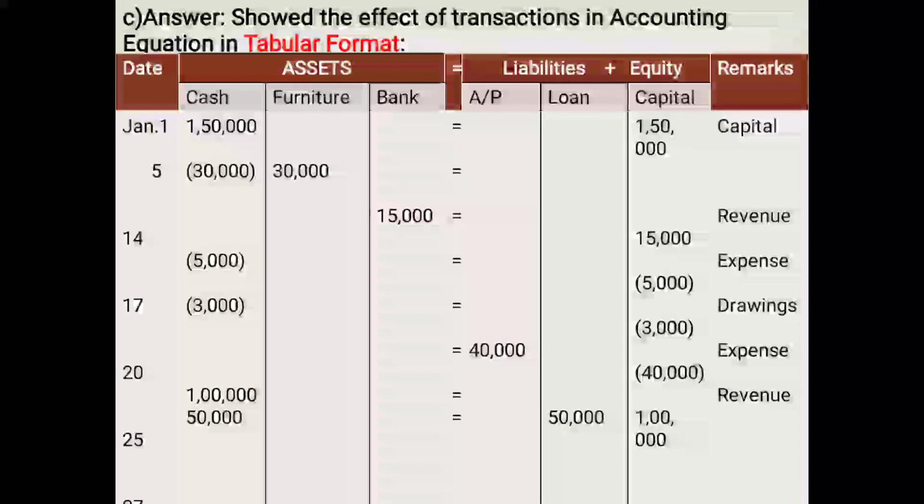Another transaction: goods purchased on credit, taka 40,000. Goods purchasing is an expense, that is, equity decreases by taka 40,000, shown in brackets in the equity column. Another one, accounts payable increases, that is, liability increases. Accounts payable increases by taka 40,000. This is one kind of expense, and the remarks are available.